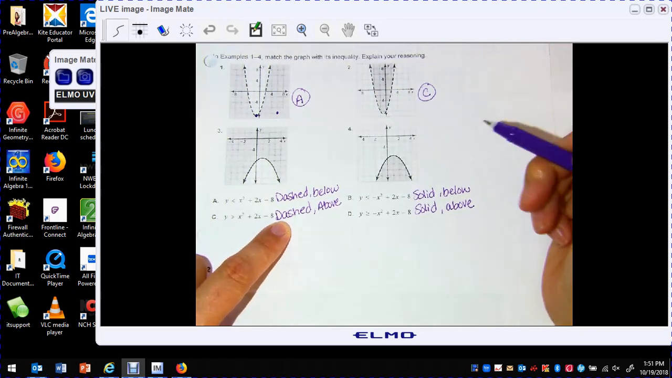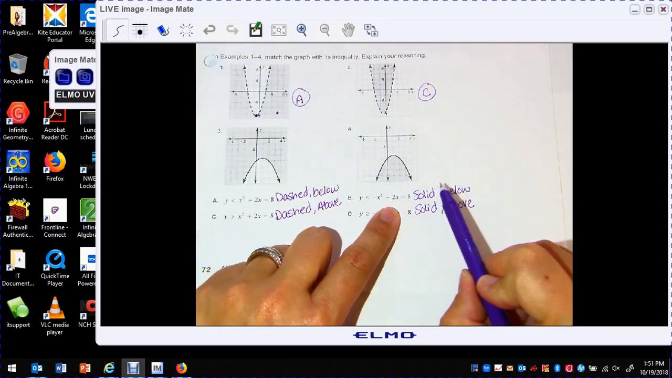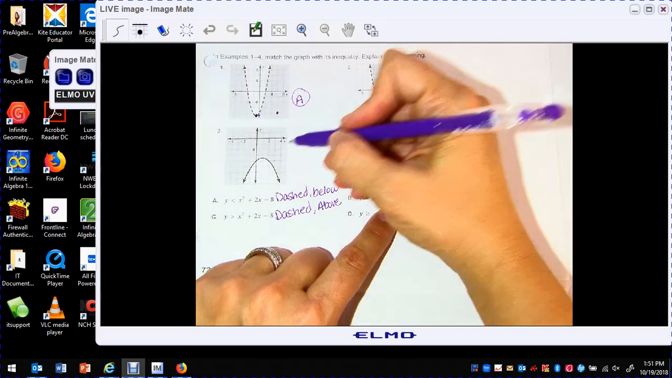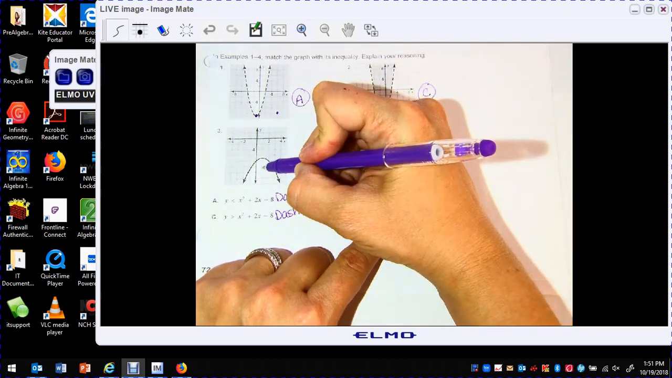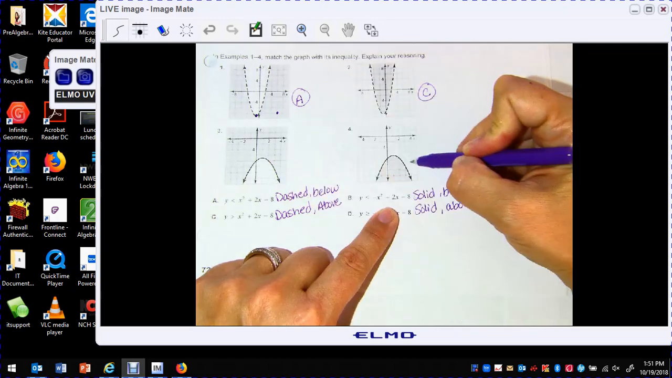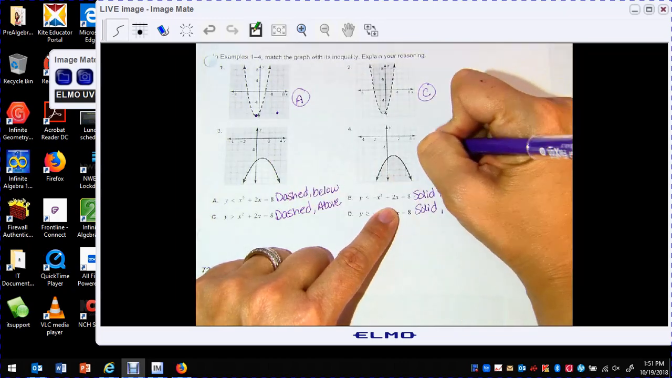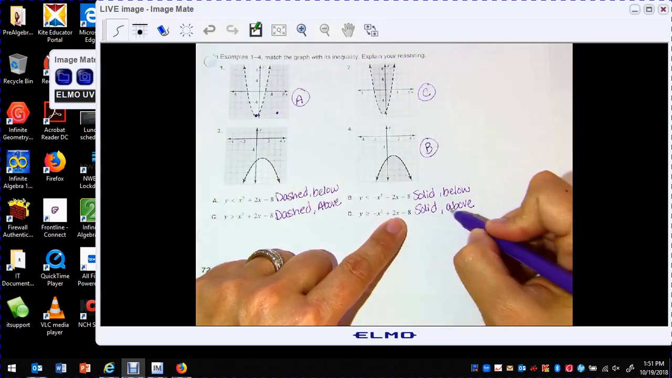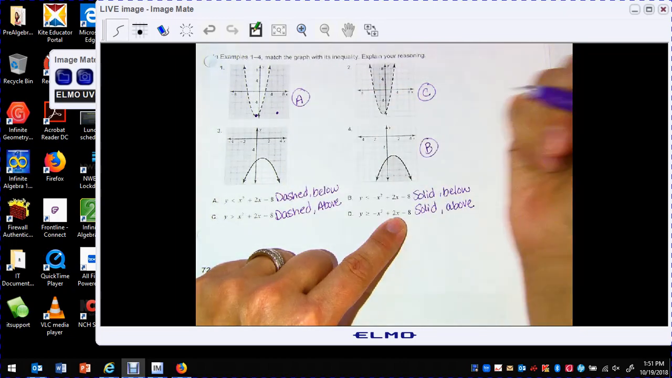Then if I look at B, I know it's solid and shaded below. Well, this one at its vertex is not shaded directly below it, but this one is. So I know this is B. This one is solid and shaded above, which is that one, and so that is D.